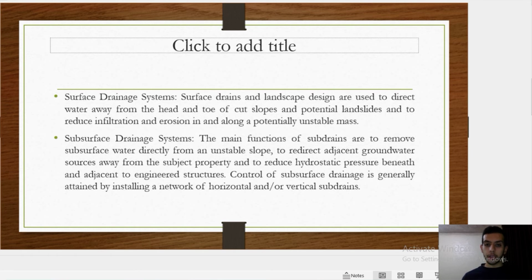Surface drains and landscape design are used to direct water away from the head and toe of cut slopes and potential landslides and to reduce infiltration. Subsurface drainage system: the main function of subdrains is to remove subsurface water directly from unstable slope, to redirect adjacent groundwater sources away from the subject property, and to reduce hydrostatic pressure beneath and adjacent to engineered structure.